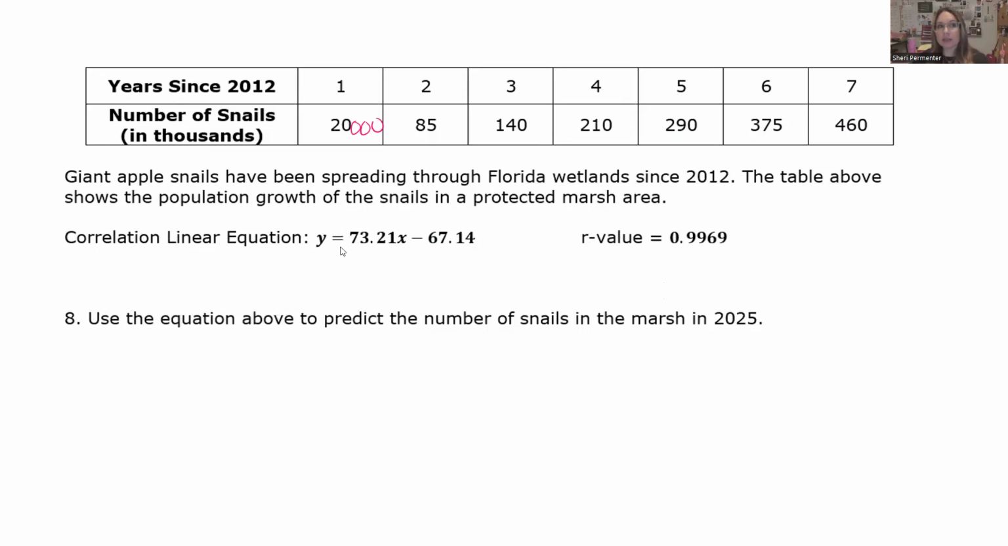So the question gives us the correlation equation. It gives us the R value. So we know it's a pretty strong correlation. It says use the equation to predict the number of snails in 2025.